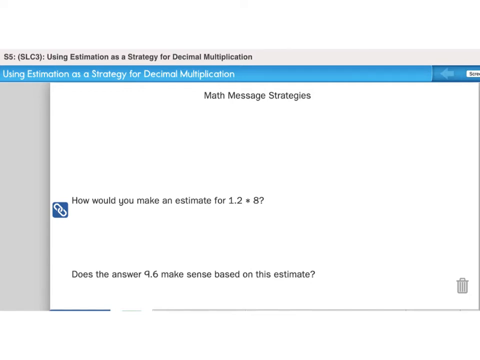How would you make an estimate for 1 2/10 times 8? The answer 9.6 would make sense because you would estimate 1.2 to be 1, and then you would leave the 8, so that would give you an estimate of 8. So then it asks, does the answer 9.6 make sense based on this estimate? Yes, it does, because 9.6 is close to the number 8.